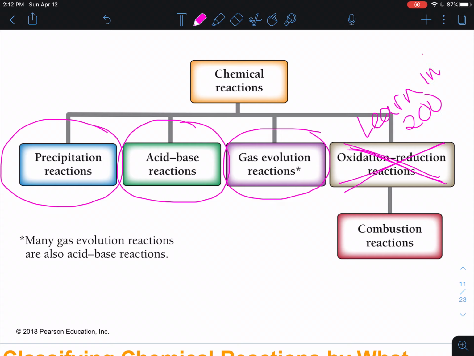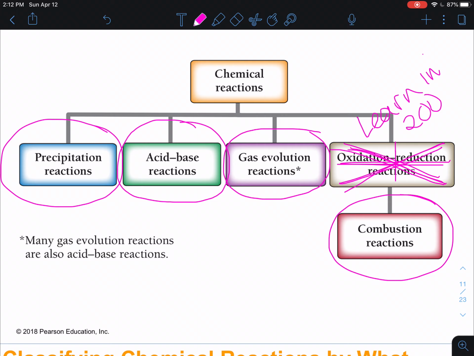If we had time, I would like to teach it to you here because they're fun, but they're also kind of confusing and hard. So we're just not going to worry about it. It's going to be hard to teach online. And then we talked about combustion reactions, but a quick refresher of combustion reactions.